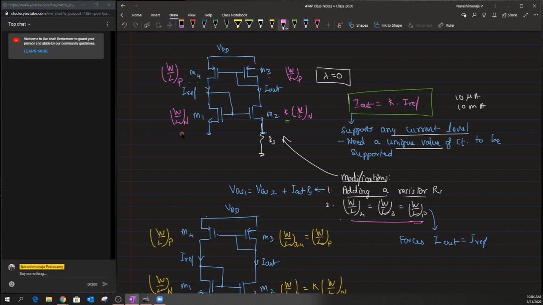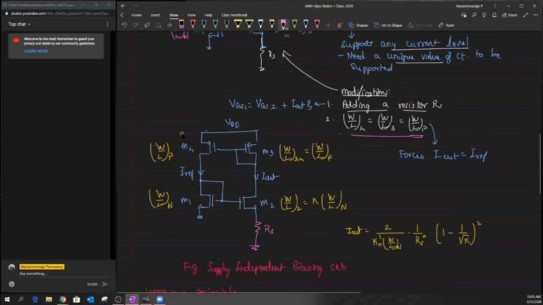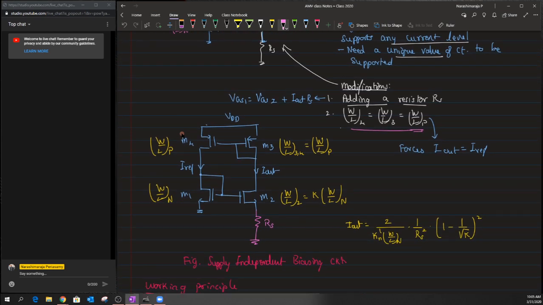Okay. Now having done all these modifications to the circuit, we end up with this kind of circuit, and we call this circuit a supply independent biasing circuit. And let me prove why it is known as a supply independent circuit after doing an elaborate derivation. But before that, let us see how this modification impacts our current equations.